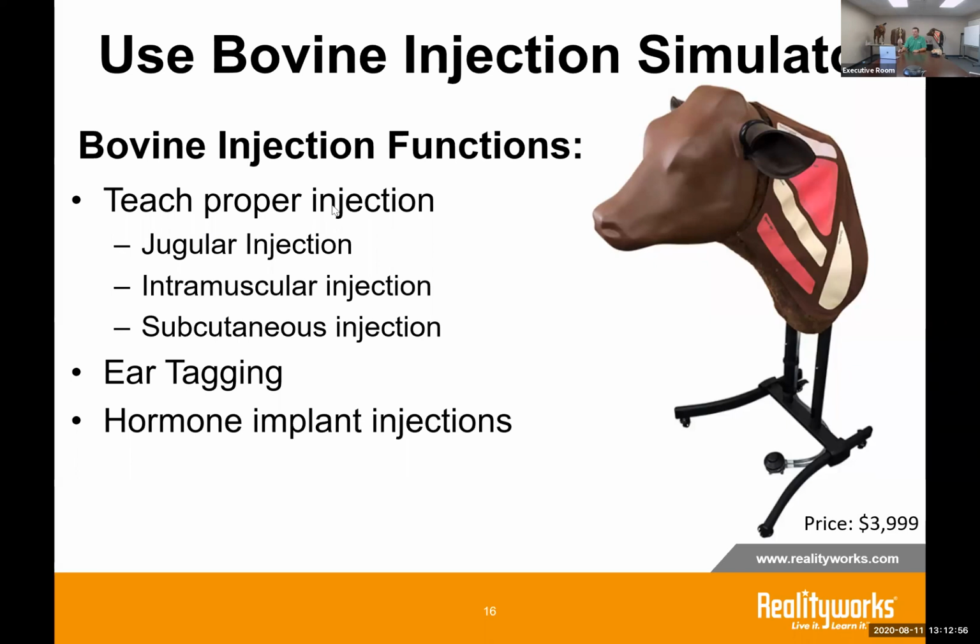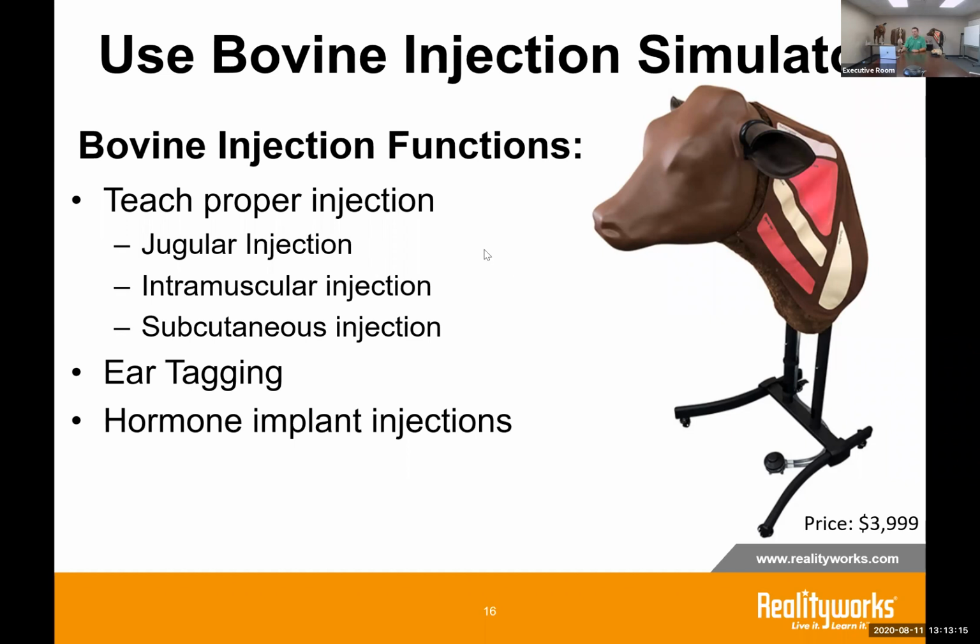So in this case, what you just saw again is our bovine injection simulator, which has ear tagging, hormone implants, and also the ability for jugular, intramuscular, and subcutaneous injections and withdrawal. And jugular withdrawal more than that.